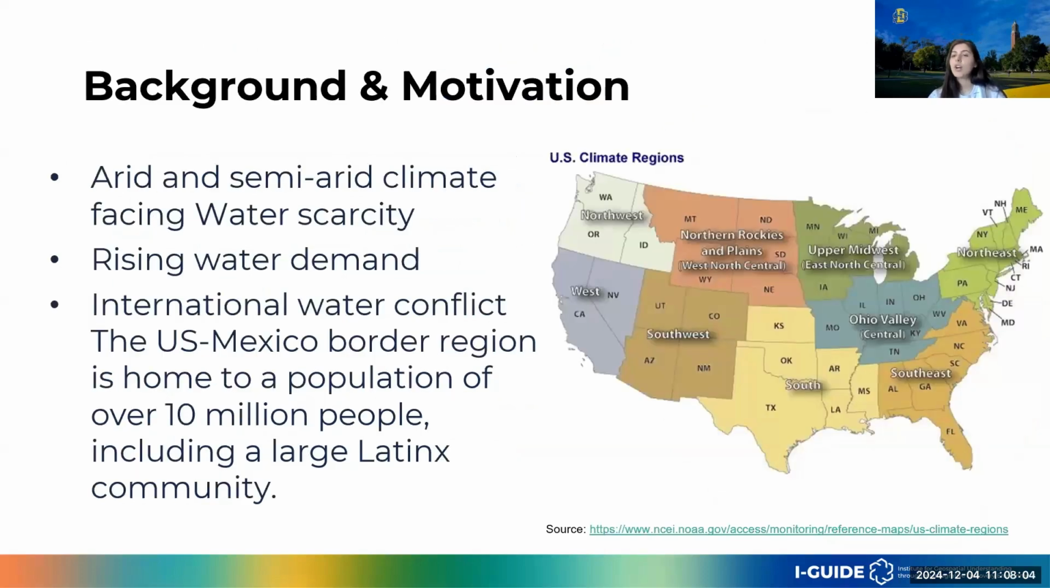The background and motivation of doing our research in the region of the US-Mexico border. The southwest of the United States has an arid and semi-arid climate, which is facing water scarcity because of climate change effects. This basin really relies on the snowpack from the Colorado River Basin. There is also a rising water demand in that area for different reasons, which I will talk about in the next slide.